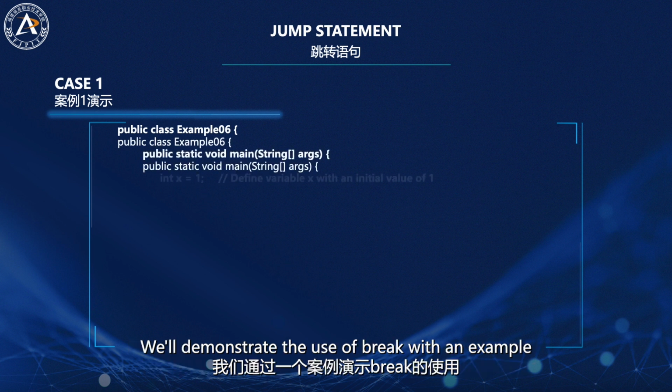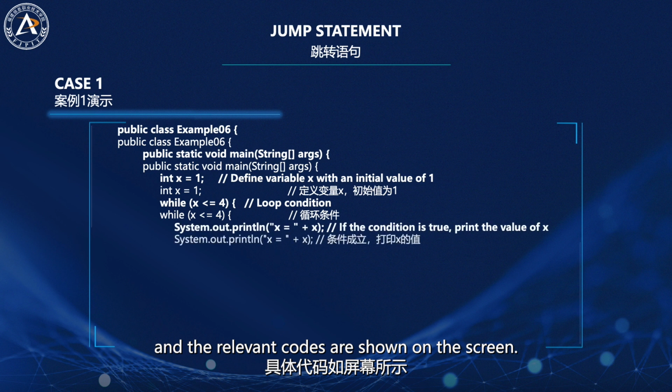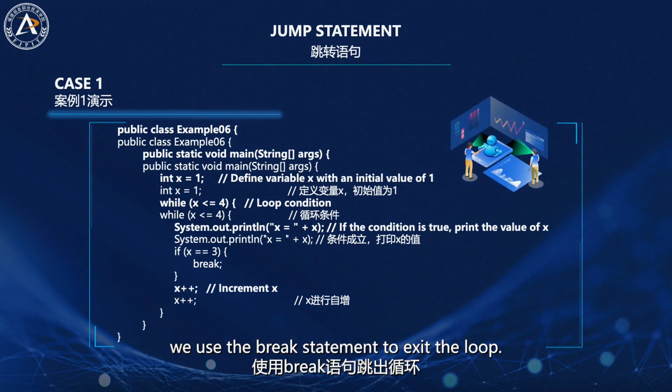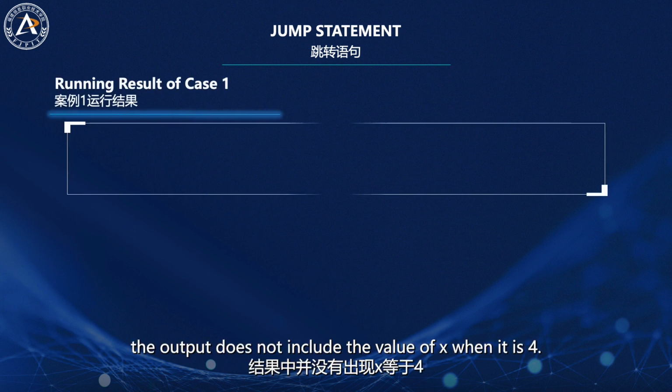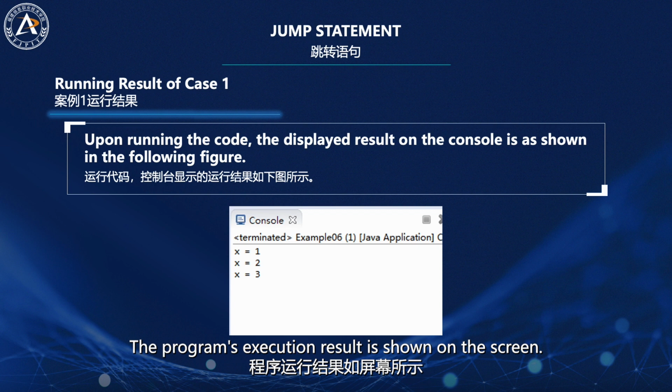We'll demonstrate the use of break with an example, and the relevant codes are shown on the screen. In this example, we use a while loop to print the value of x. When x becomes 3, we use the break statement to exit the loop. As a result, the output does not include the value of x when it is 4. The program's execution result is shown on the screen.